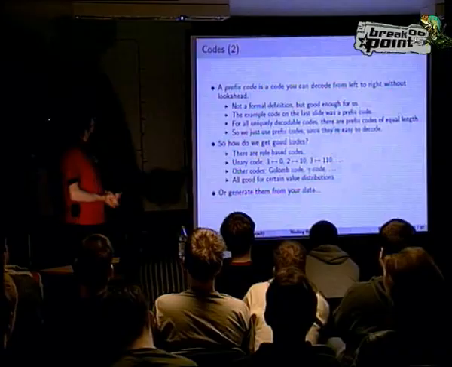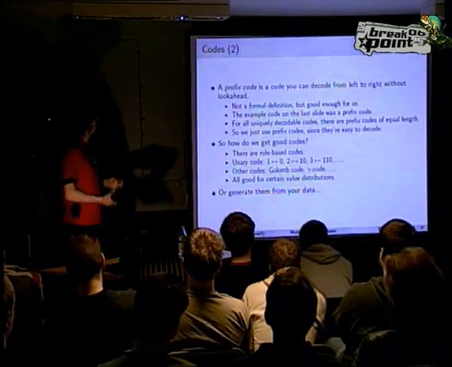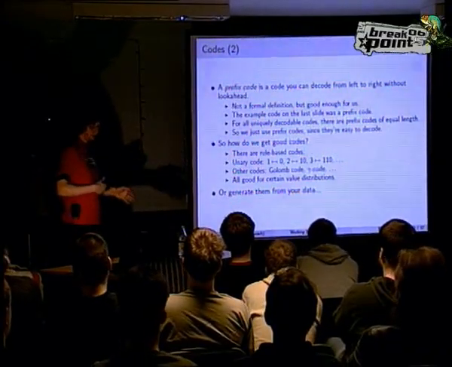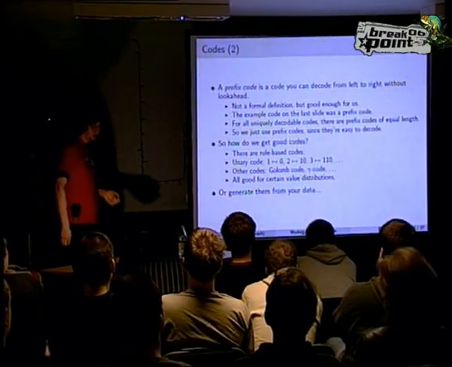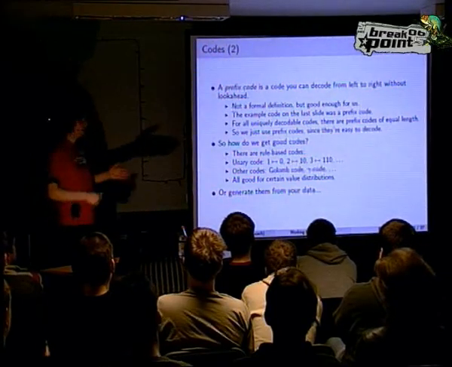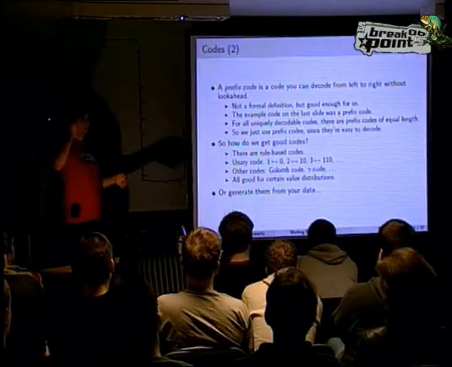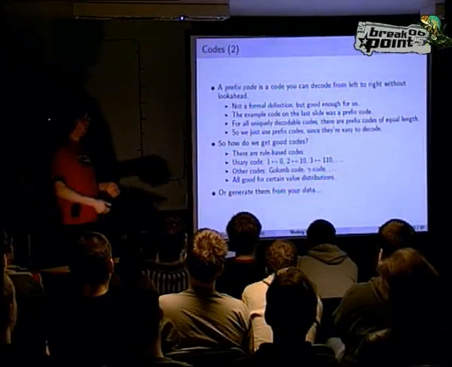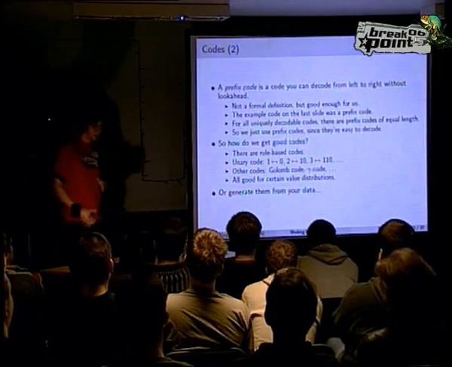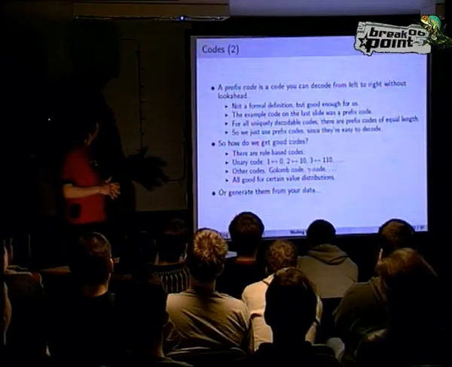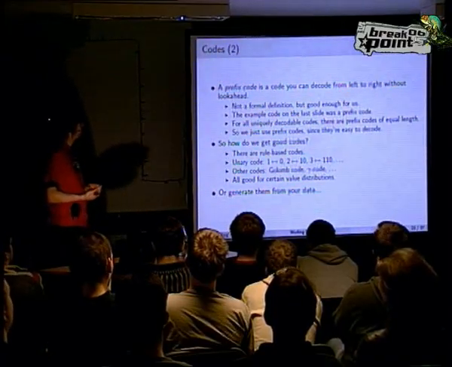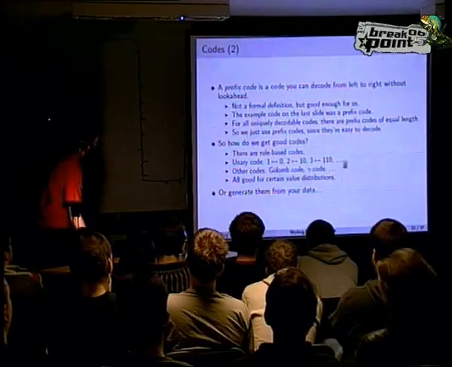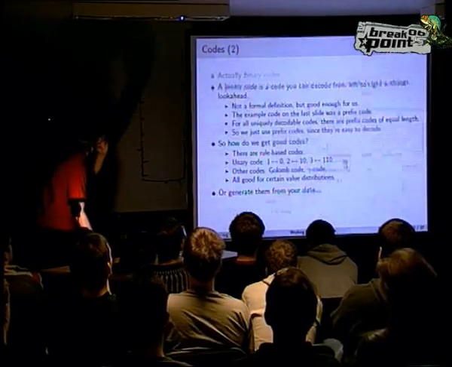Another definition is the so-called prefix code, which is basically a code you can decode from left to right without having any kind of look ahead, like what happens in 5 characters from now on. You can always tell whether you're at the end of a code or not. This is not a formal definition, but it's enough to get the picture of what's going on. And this example code is a prefix code actually.